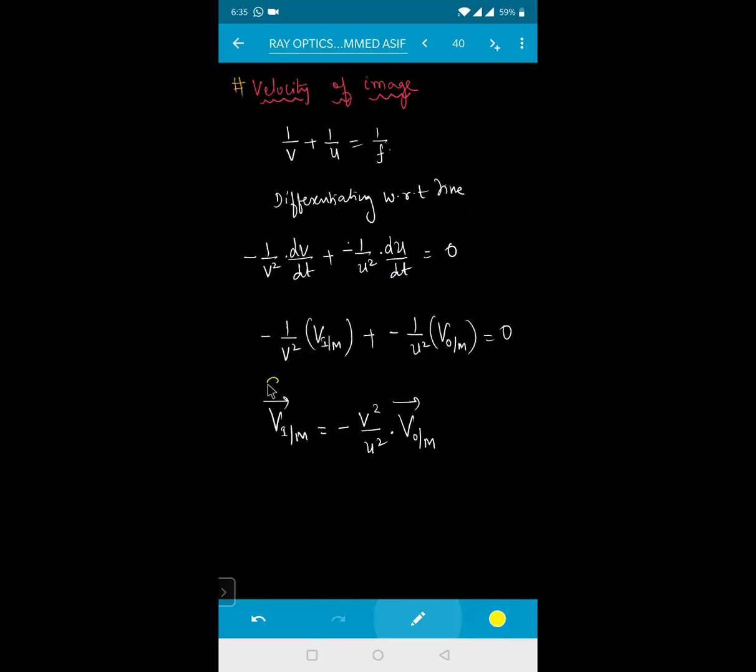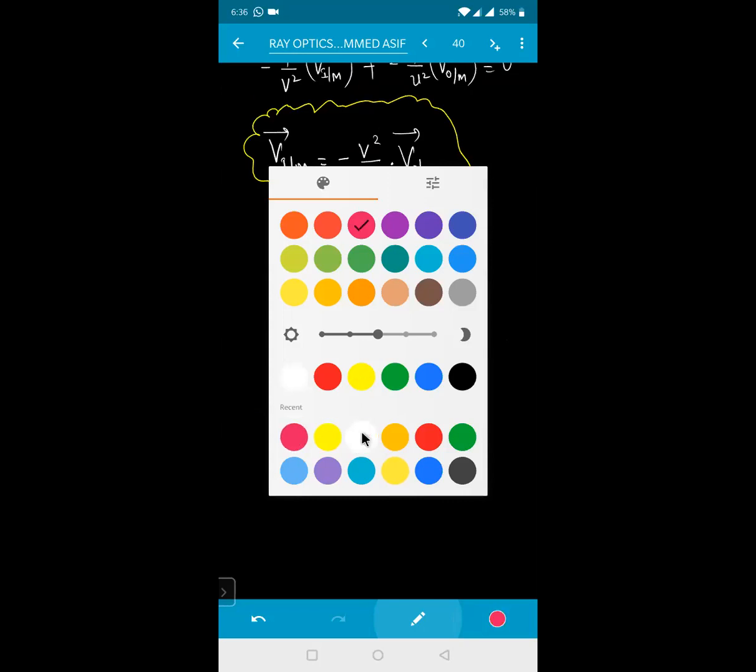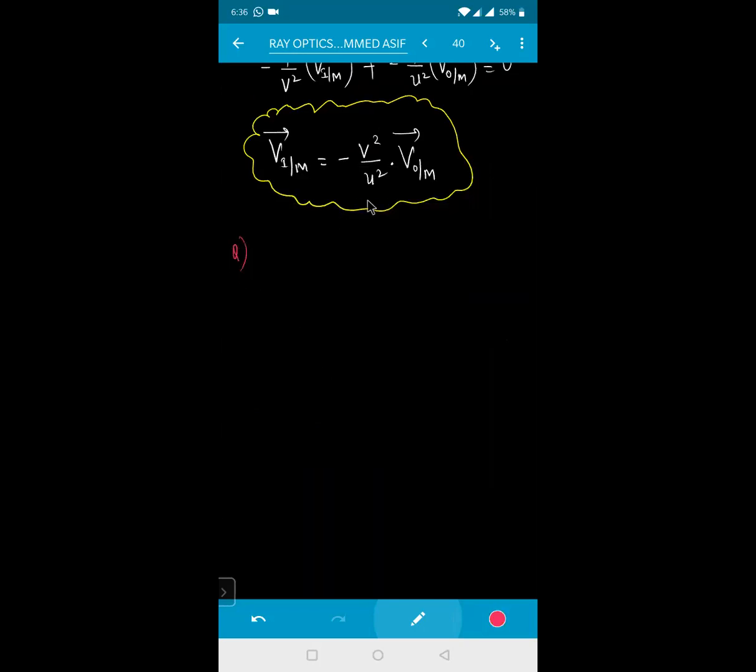Okay. So the velocity of your image with respect to the mirror will be equal to minus V square by U square into the velocity of the object with respect to the mirror, a part of the relation. Is it clear? Now see, I'll give you one small example. This formula you need to remember as it is, because you can't go for the derivation in the examination hall. For the concave mirror or convex mirror, velocity of image with respect to mirror is equal to minus V square by U square into velocity of object with respect to the mirror.